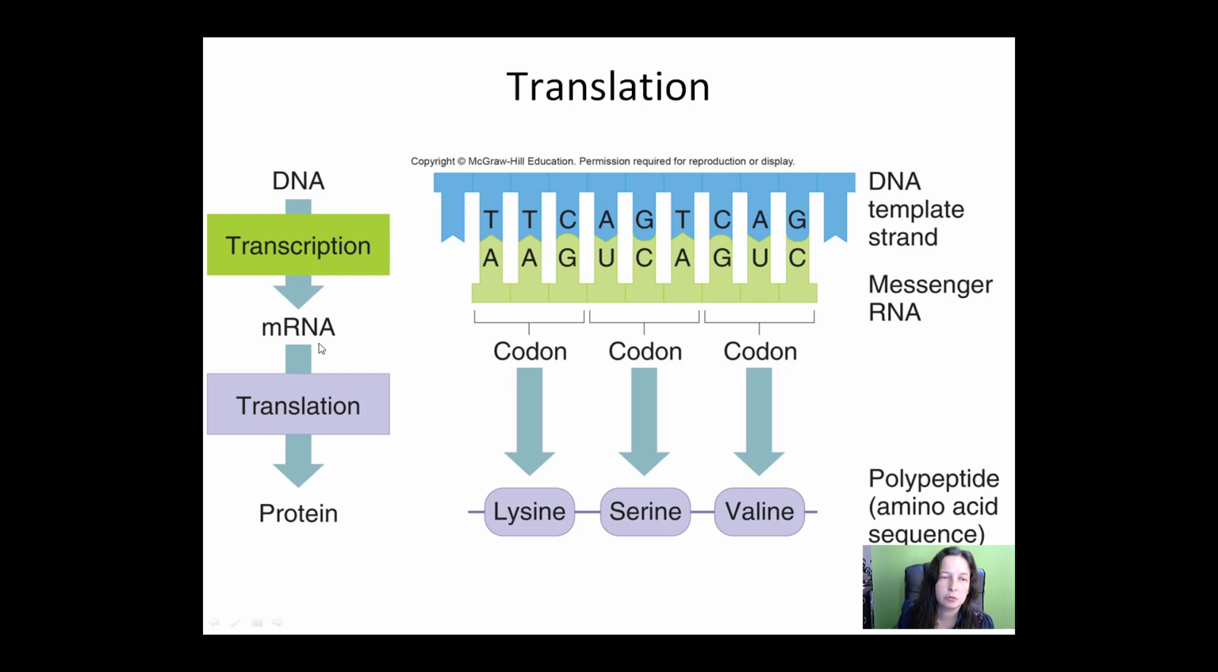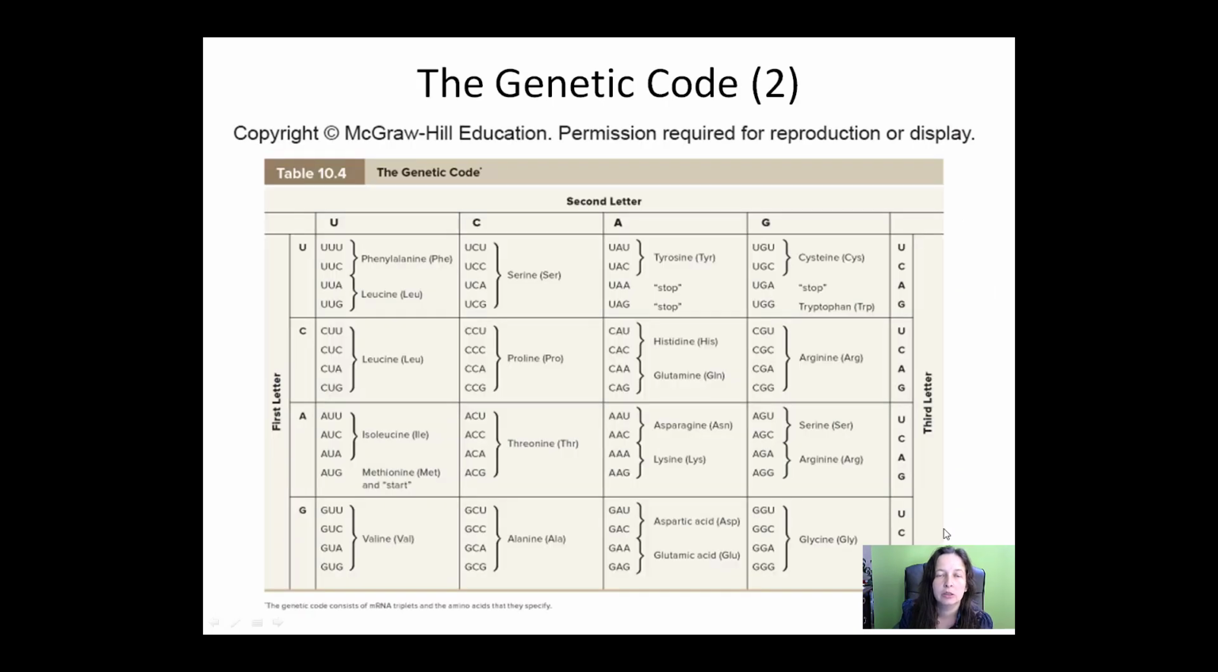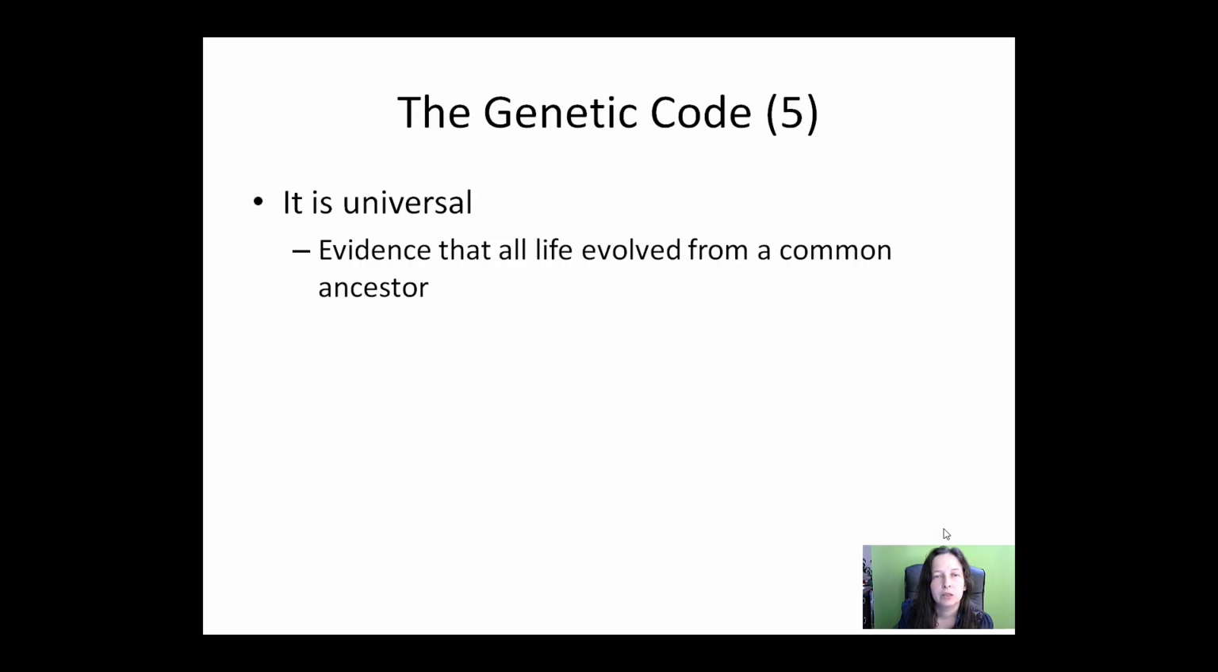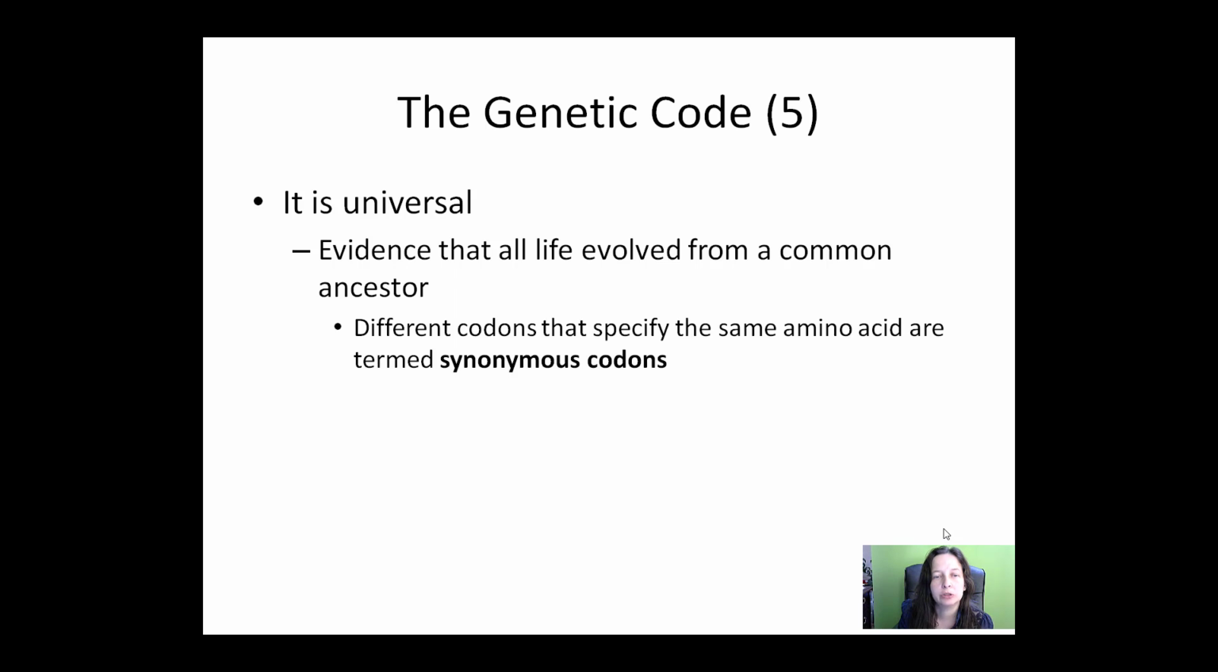So this, again, just to review, the central dogma of molecular biology. DNA makes mRNA makes protein. A codon in mRNA codes for an amino acid. This is our table with 61 codons coding for specific amino acids and 3 codons which are stop codons and do not code for any amino acid. The genetic code is universal.